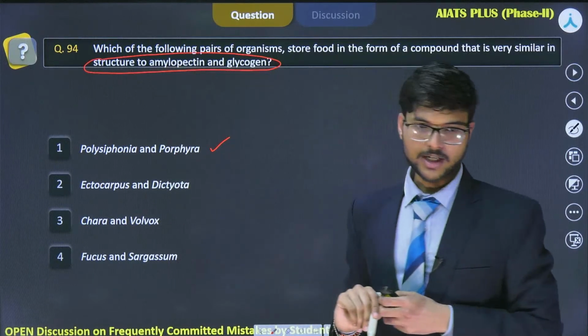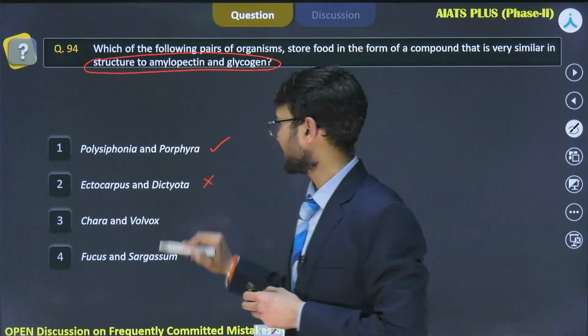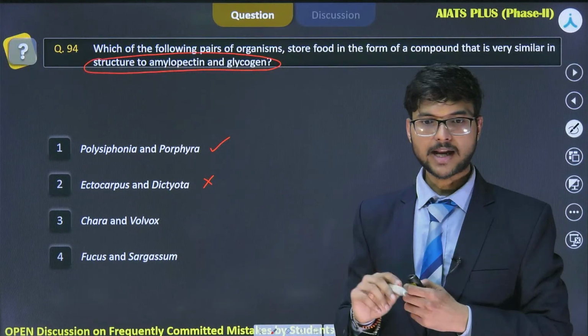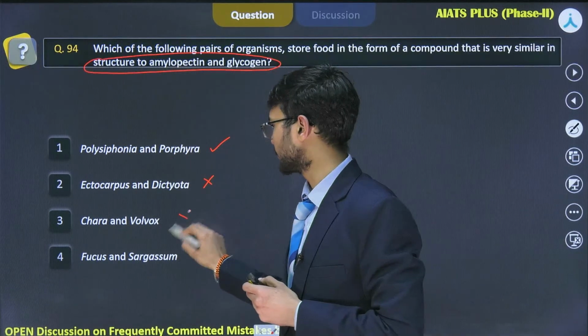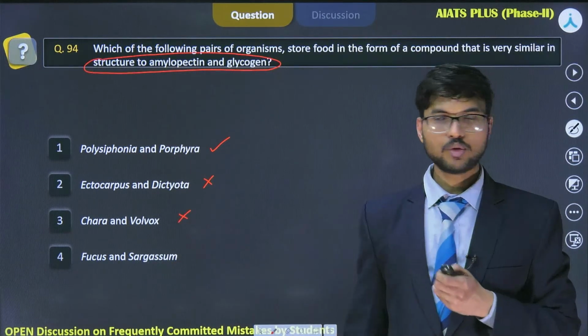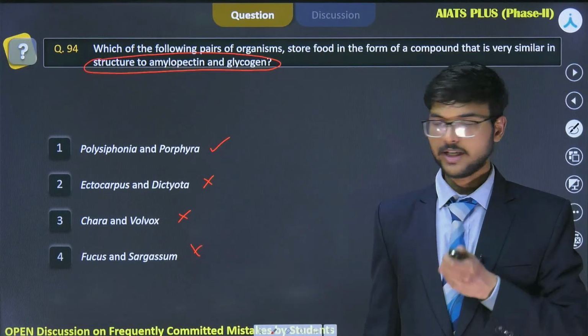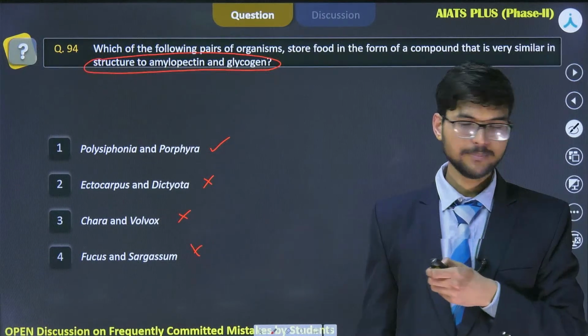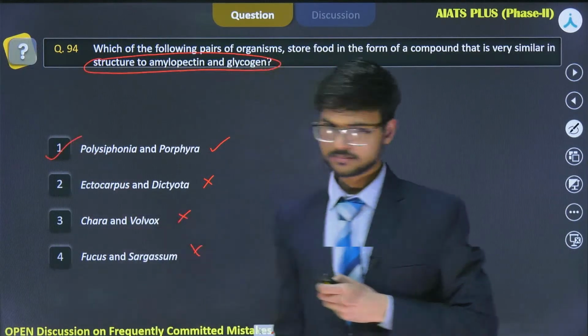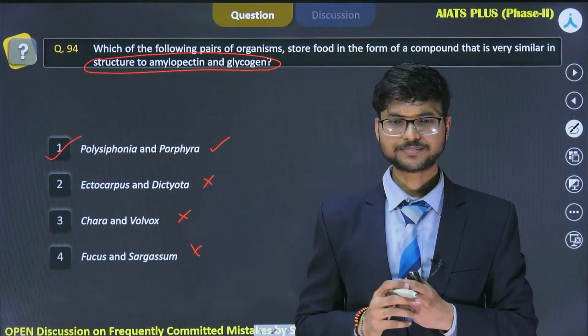Ectocarpus and Dictyota belong to brown algae. This option is incorrect. Chara and Volvox belong to green algae. So again, it's incorrect. Fucus and Sargassum, again brown algae. So this option is also incorrect. Yes. So here for our question, the correct answer will be option number 1. Was that clear? Yes.